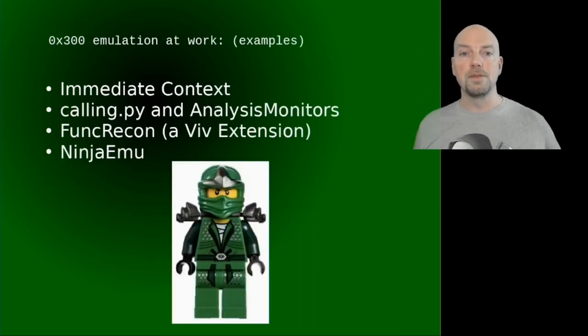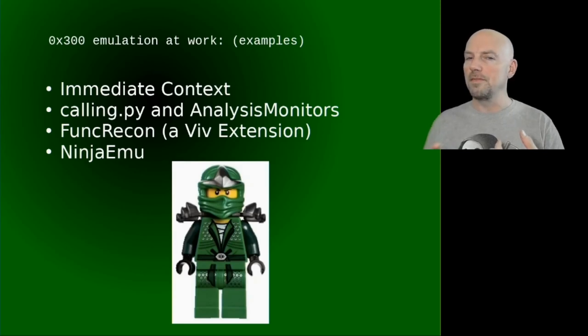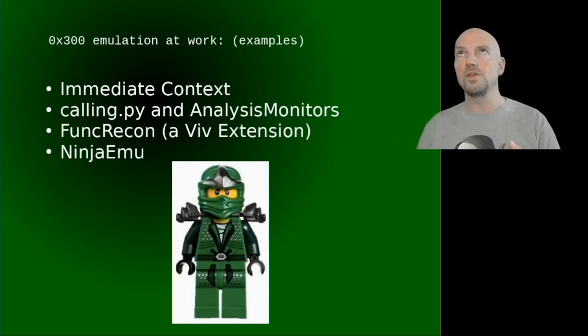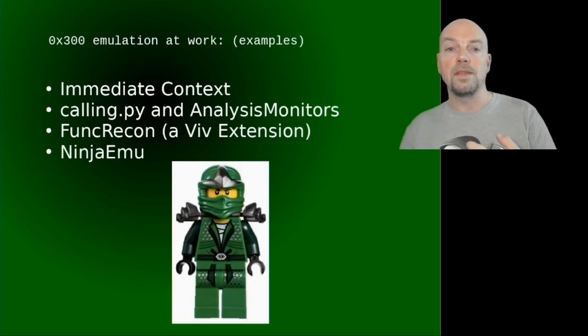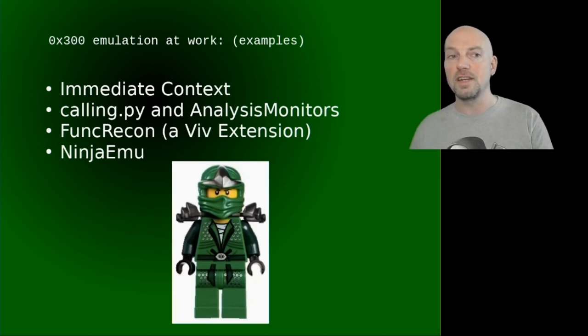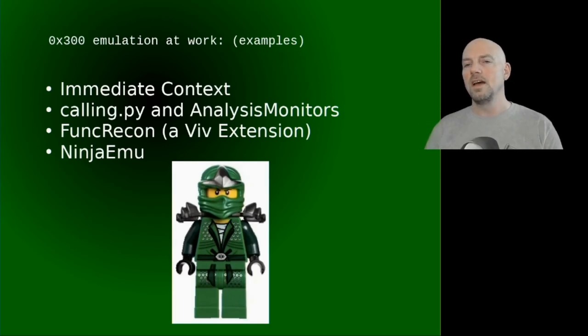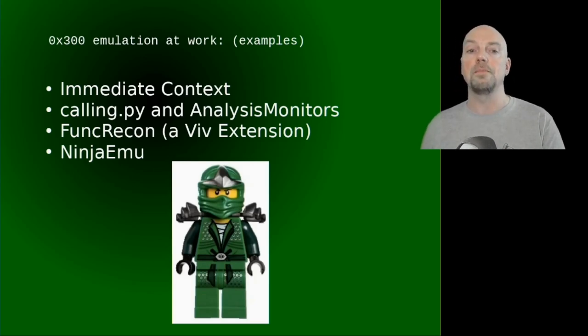So a few examples of emulation at work. We're going to talk about four specific ones today. Immediate context, we've already gone over it before if you've seen one of my previous talks, but it's still so amazing and so easy to use that I got to call it out. We're going to talk about the built-in Vivisect i386 calling convention analysis module because it uses analysis monitors. It uses a lot of the emulation stuff that we're talking about.